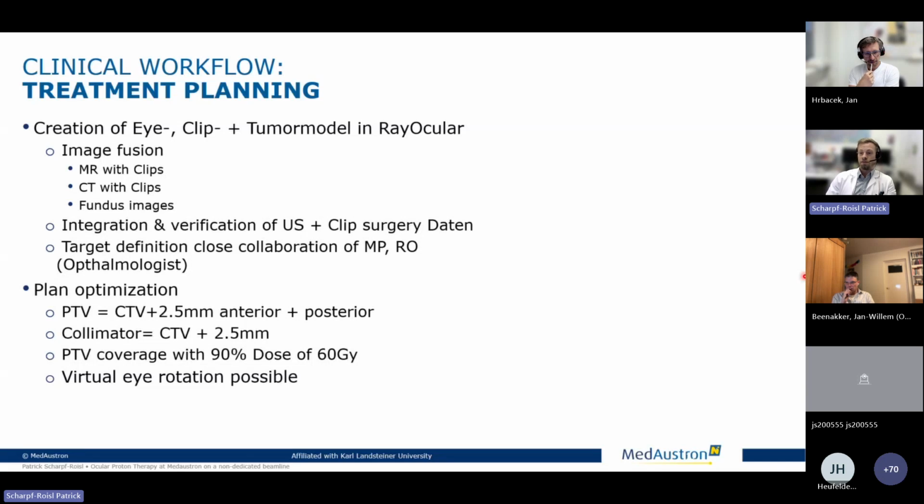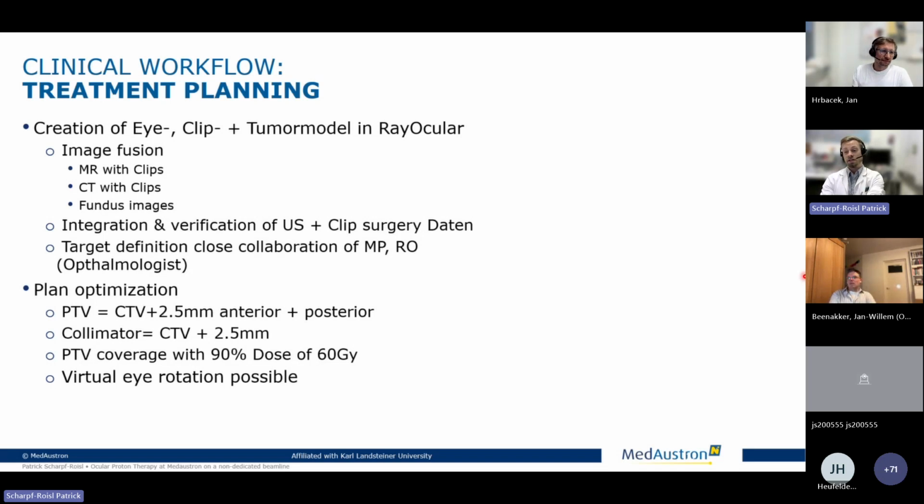We perform image fusion of the MR with clips to the CT with clips and the fundus images based on macula, optic disc, and tumor position. After creation of this model, we can also, during the creation of the tumor model, integrate the dimension of the tumor based on ultrasound measurements and the clip surgery data. We can also verify the clip positions based on the data that was taken during the surgery. The target definition is a very close collaboration between medical physicists, radiation oncologists, and the ophthalmologists in case there's uncertainties, especially regarding the differentiation of ablation to actual target volume.